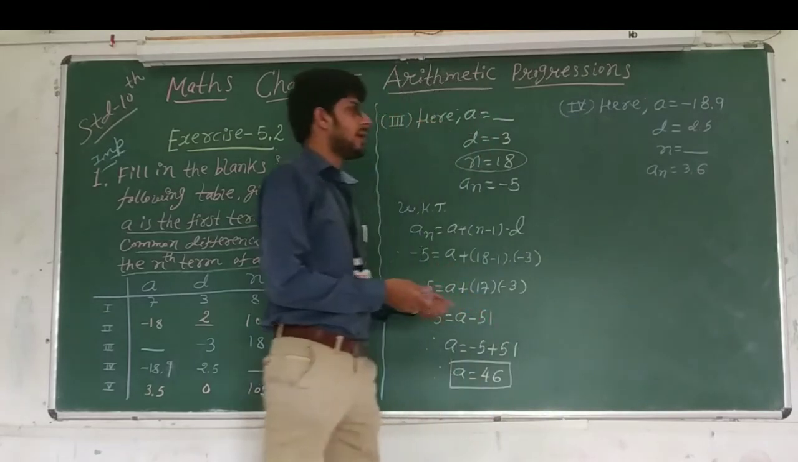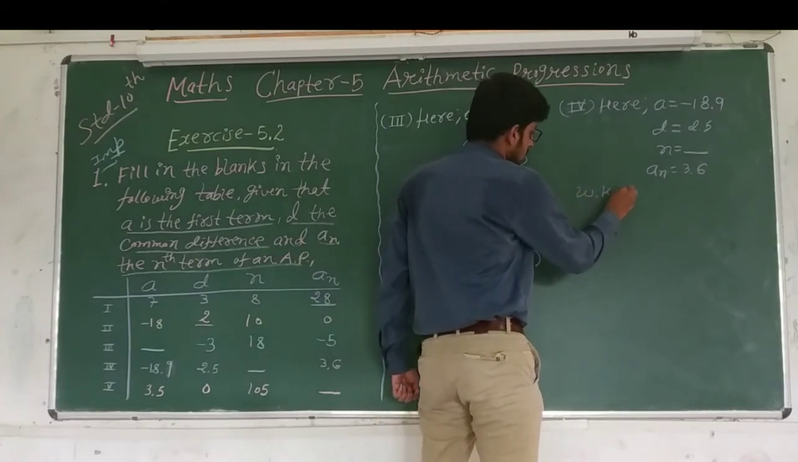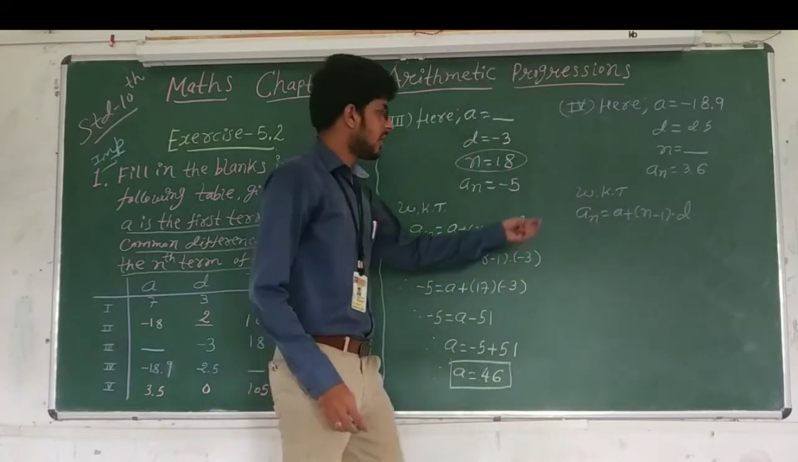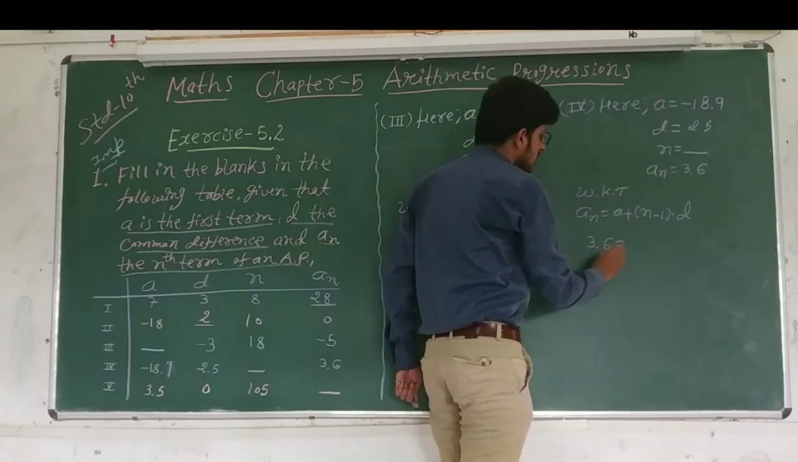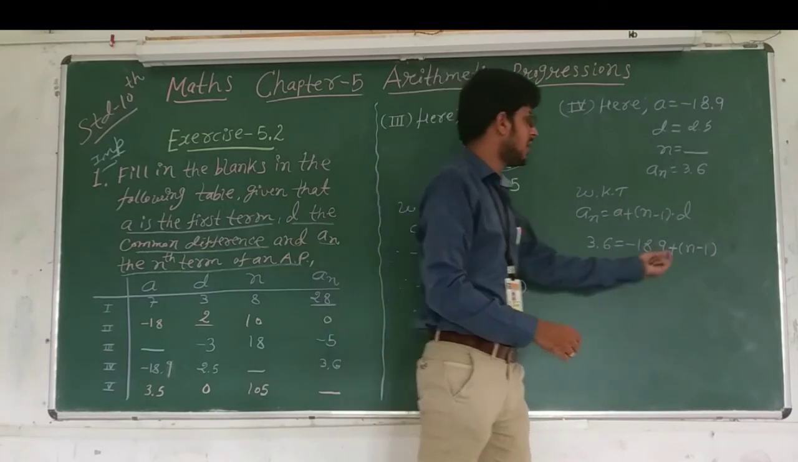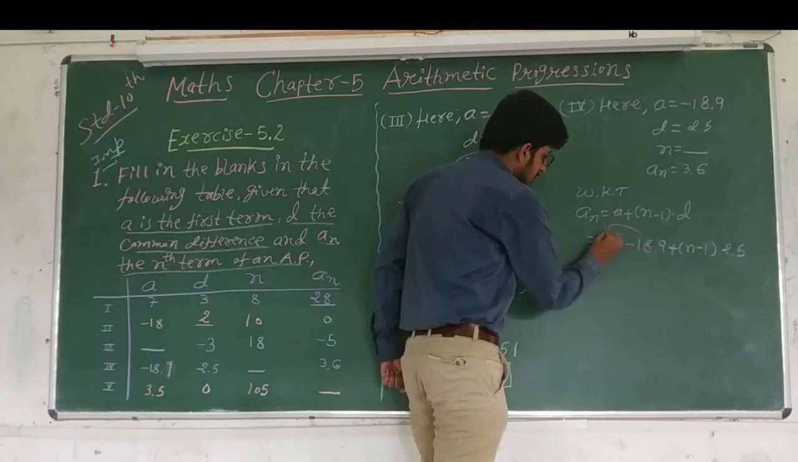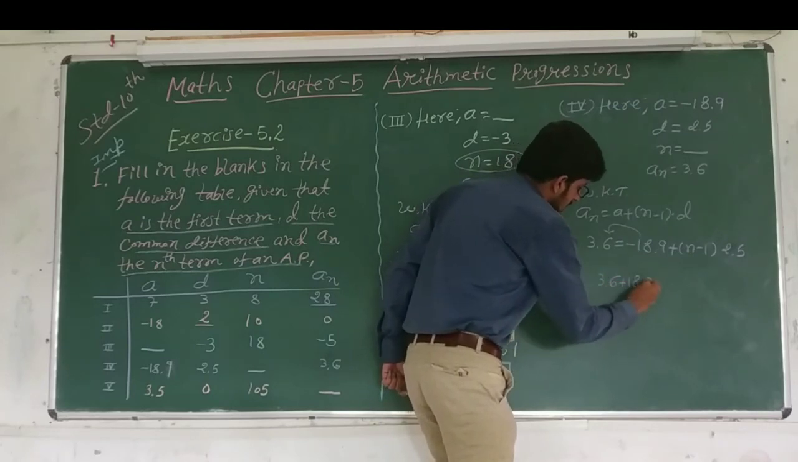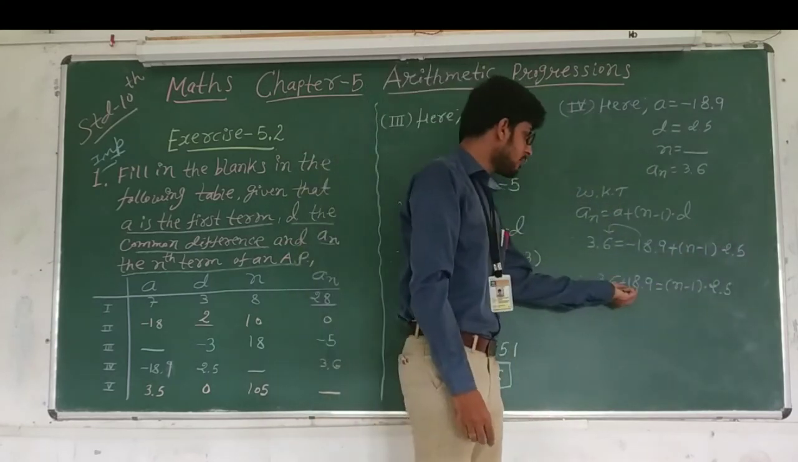Okay. Now we have to apply the same formula of the nth term of an arithmetic progression. So we know that an is equal to a plus n minus 1 into d. So here the value of an is 3.6. So we have to put in the values of a, d and an. Therefore 3.6 is equal to, the value of a is minus 18.9 plus n minus 1, because we have to find out the value of n, and the value of d is 2.5. Therefore, now we have to shift 18.9 to the left hand side. It gives positive. Okay. So 3.6 plus 18.9 is equal to n minus 1 into 2.5.